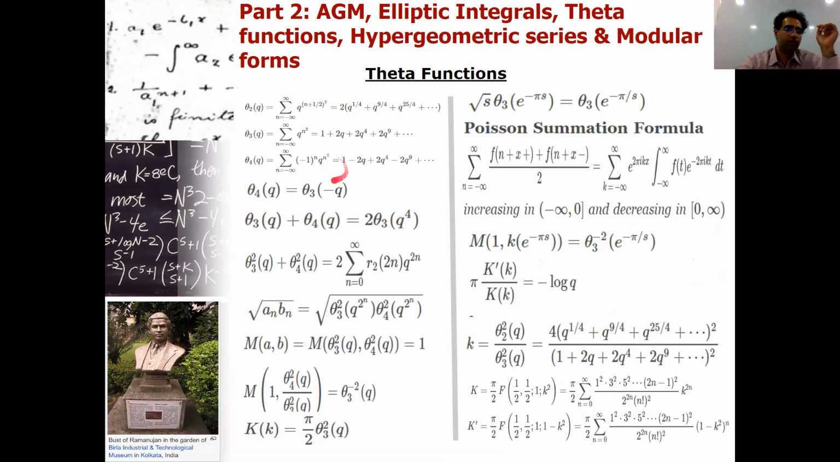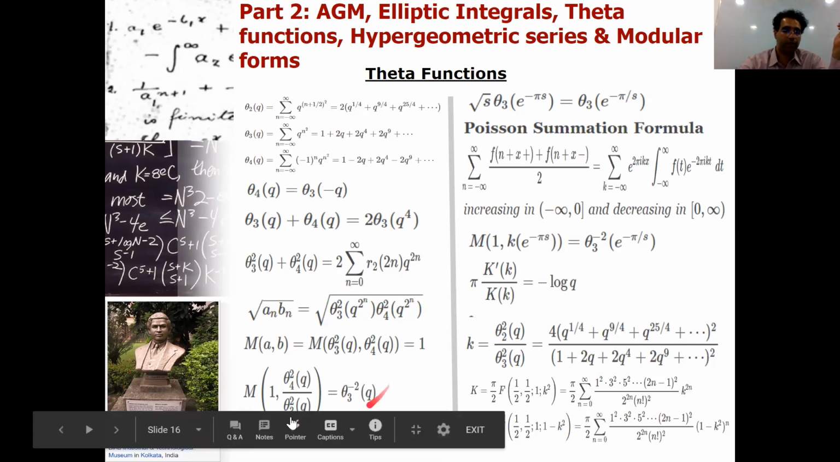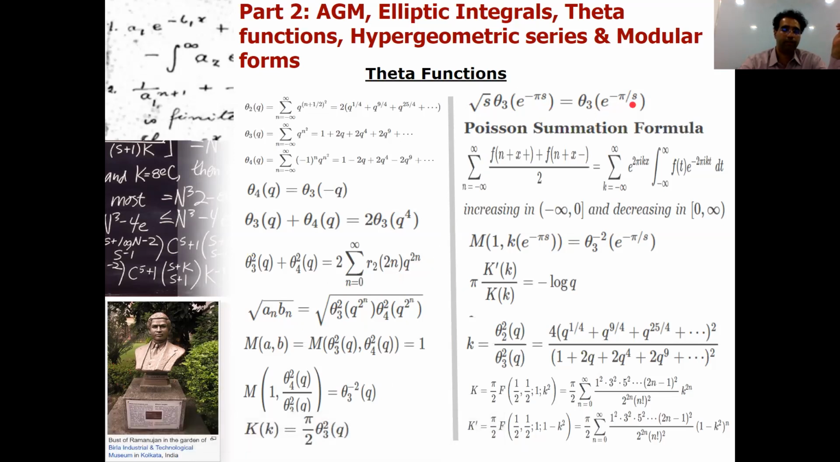So, Ramanujan took these theta functions of orders 2, 3, and 4, which are expressed in terms of q, and then he found some interesting relations between them, theta 4 related to theta 3, and then they both being related to theta 3 with the parameters q power 4, and then another parameter r, which is the number of ways in which you can express an integer as a sum of perfect squares. And then he again went back to the arithmetic geometric mean, and then when you plug in a specific parameter e power minus pi by s, you could find some interesting relations.